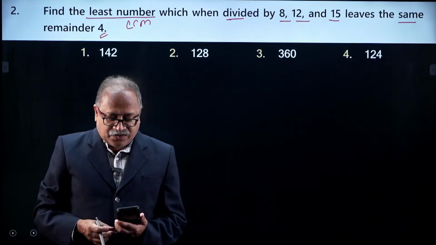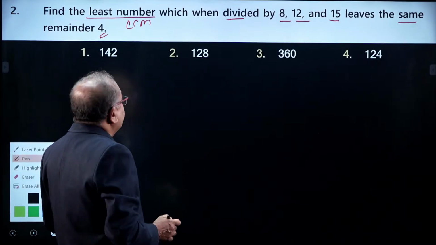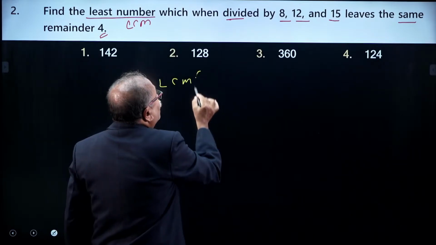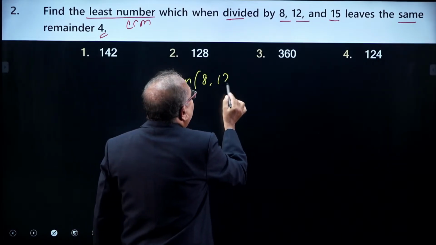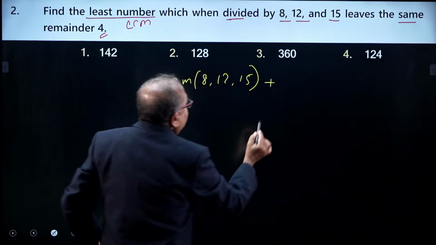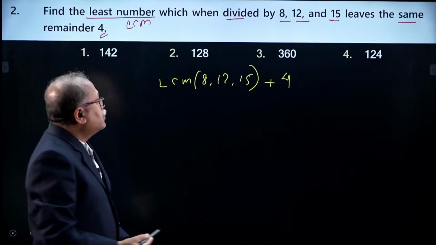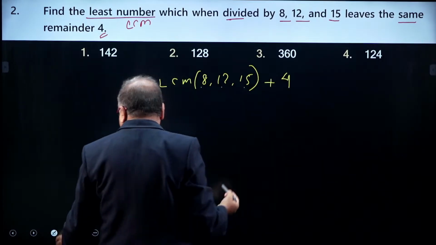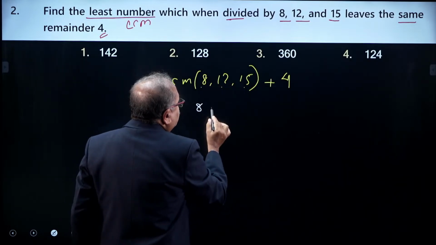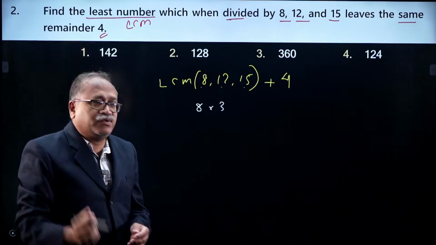Now I will answer the question. This is a very basic question. I need to take the LCM of 8, 12 and 15, plus the remainder that is needed, that is 4. That's the number. What is the LCM of 8, 12 and 15? We take the highest power of 2 here, it is 8. Then 3, the highest power is 3, since 9, 27, 81 and so on are not needed.